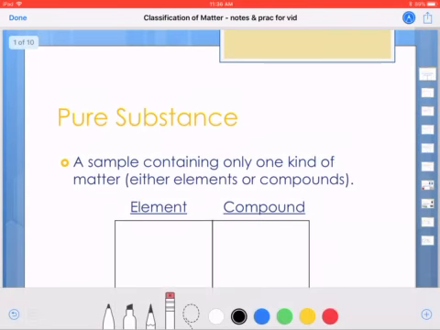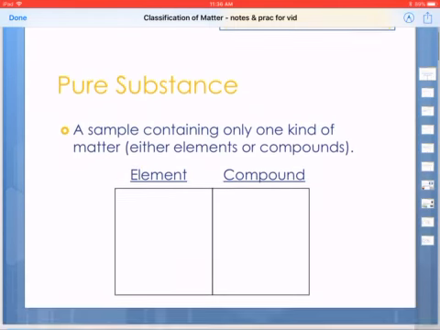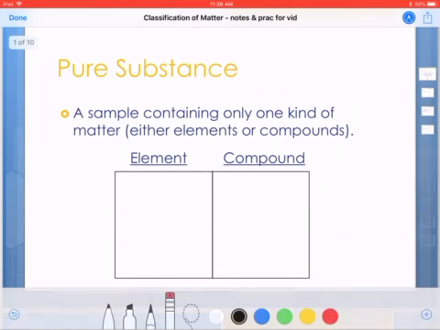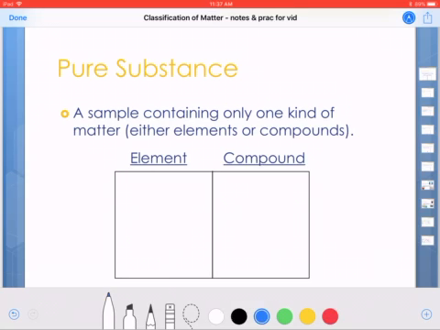All right, so we're going to talk about the classification of matter for your essential skill. There are basically 8 definitions that you need to know in order to be successful with this essential skill. The first one is a pure substance. Pure substance and mixture are basically opposites of each other. A pure substance is a sample of matter that contains only one kind of matter.